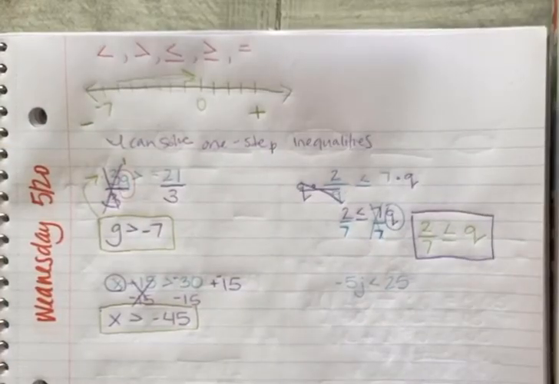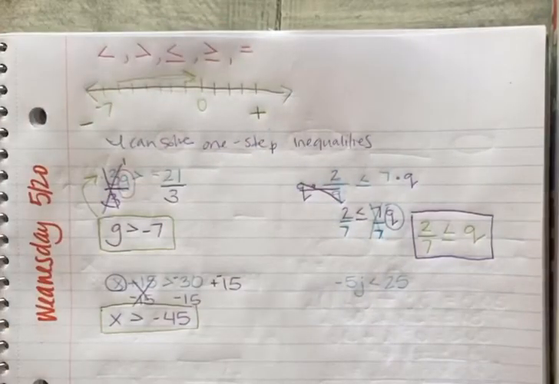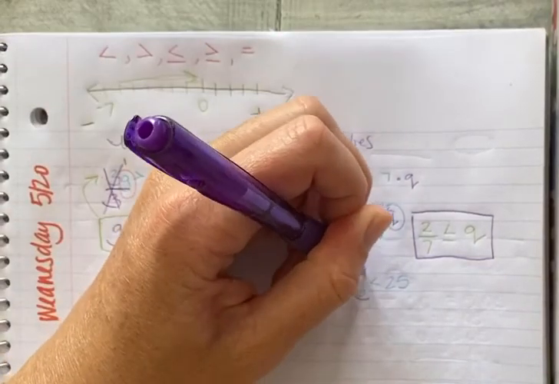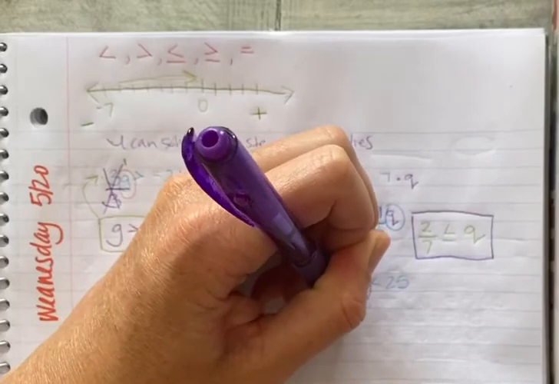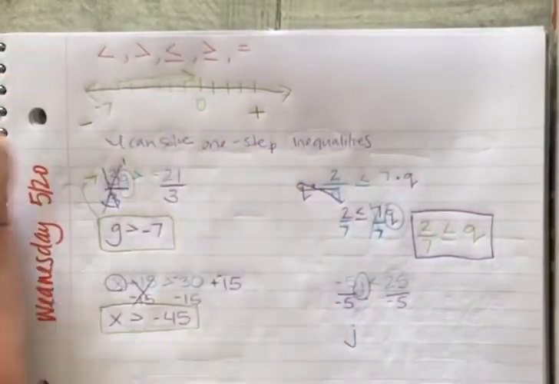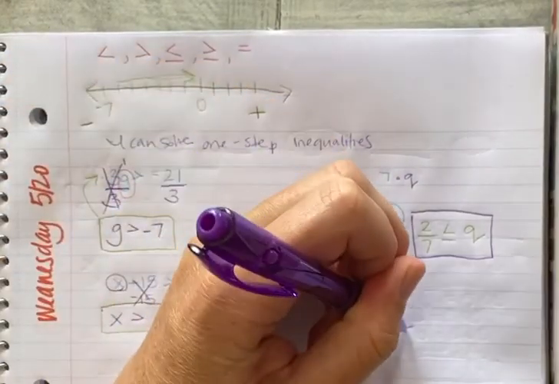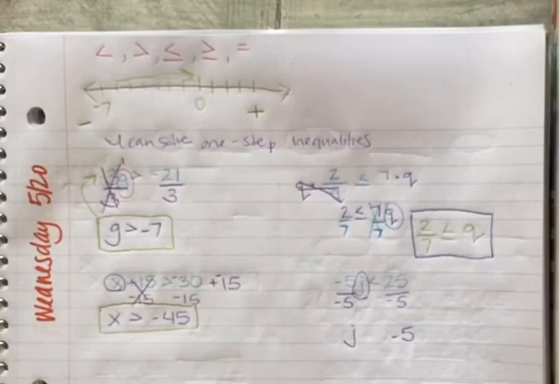And our last one, we have negative 5j is less than 25. To get j by itself, I need to divide by negative 5, divide by negative 5. 25 divided by negative 5 is negative 5. Now, notice I skipped putting the sign there.